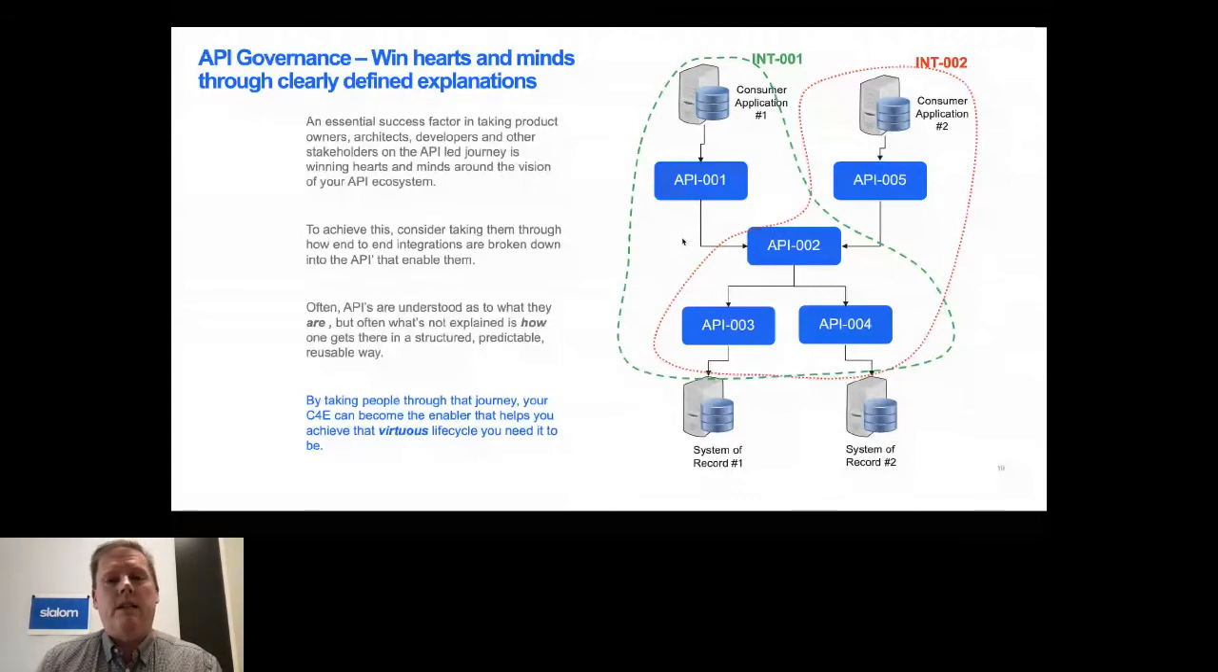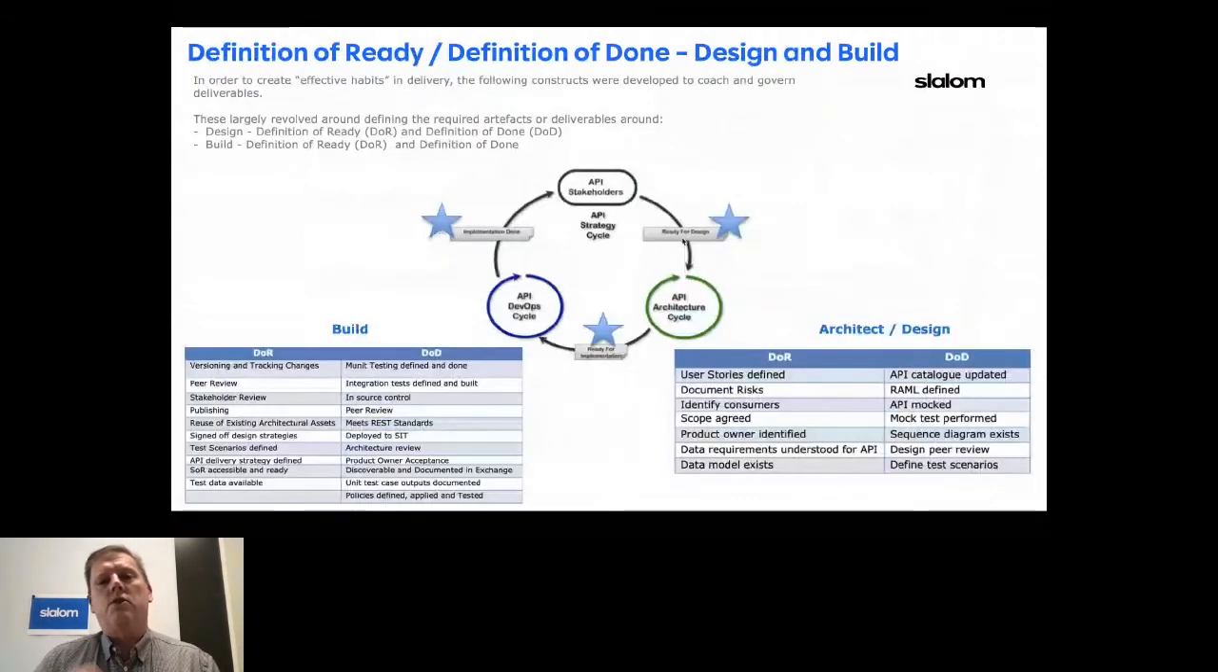The other aspect that's a really good idea to give structure to your C4E delivery is to try and align your design and build deliverables to things like definition of ready and definition of done around the API lifecycle. Everyone will probably have a different interpretation of what comprises definition of ready and definition of done, so these are just some examples of what that might look like. And really you're tying it to the parts of the lifecycle that I mentioned earlier.